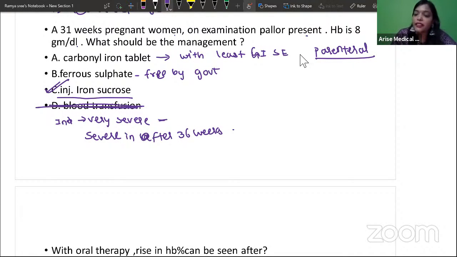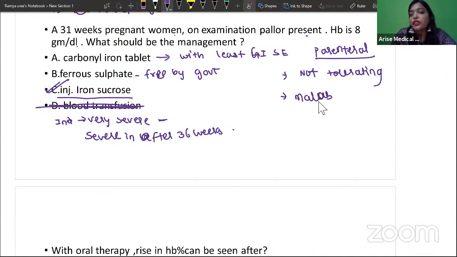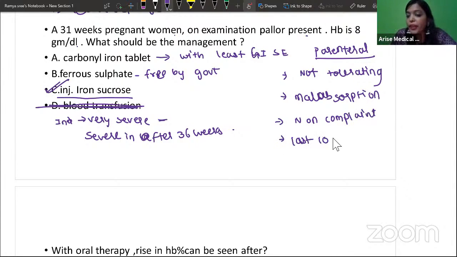So let's understand the parenteral iron indications. When I ask what the indications for parenteral are, students start telling: not tolerating oral therapy, malabsorption, so any intestinal resection or tropical sprue, malabsorption syndromes, right? Non-compliance, and the last 10 weeks of pregnancy with anemia also.